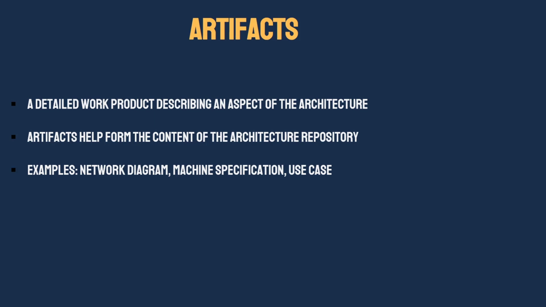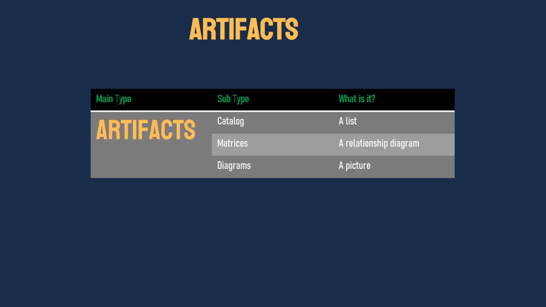Artifacts actually have three different subtypes. The first subtype is known as a catalog, which is basically a list of things. The second type is known as a matrix. It is more of a relationship diagram that shows how two different parts may be interrelated, for example, how stakeholders and accountability might be interrelated. The third type is a diagram, and a diagram is basically a picture, for example, a network diagram or database relationship diagram.